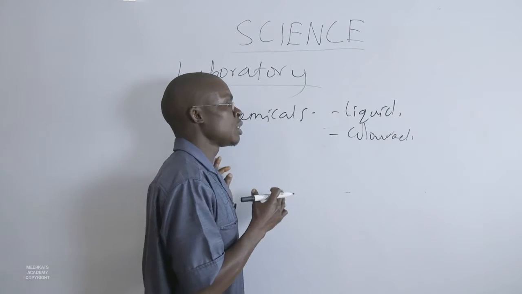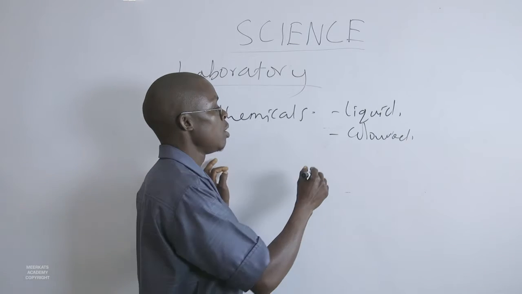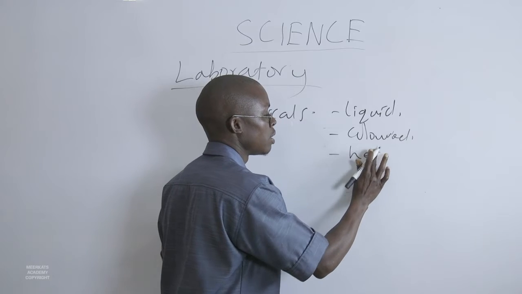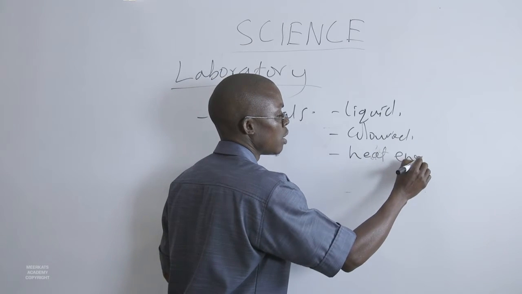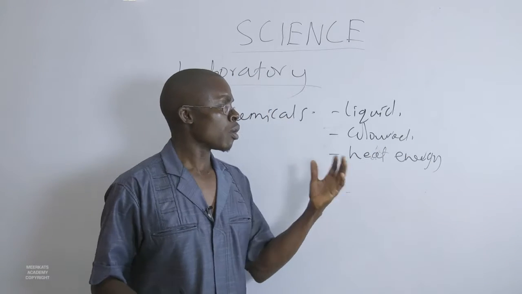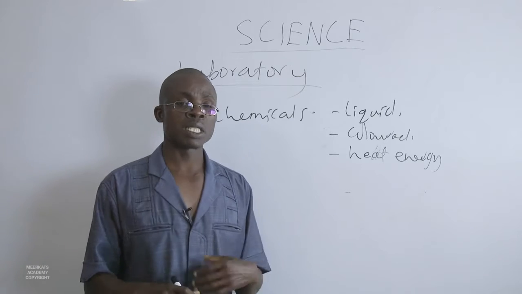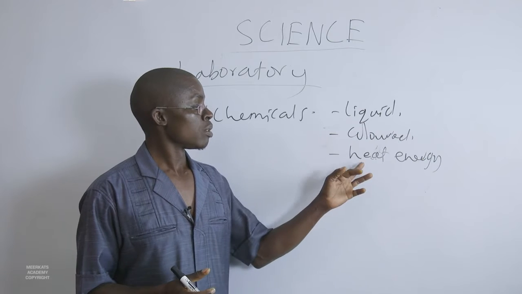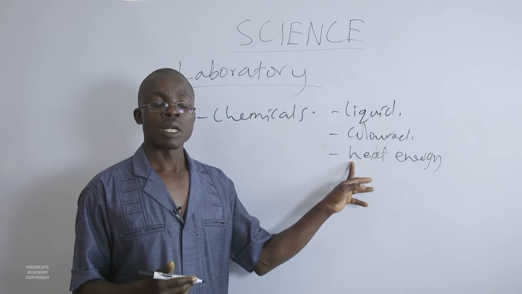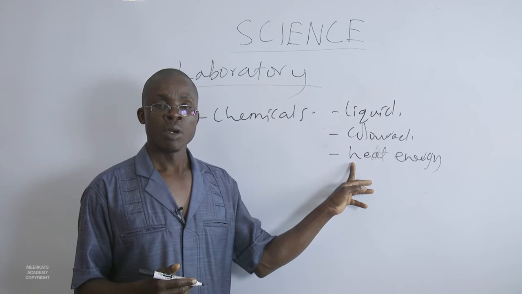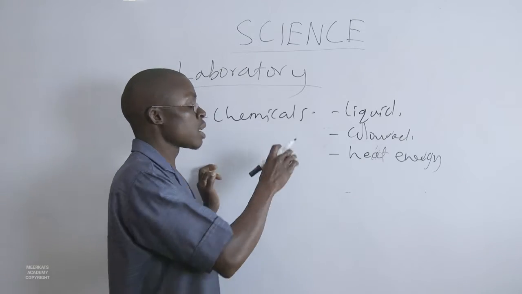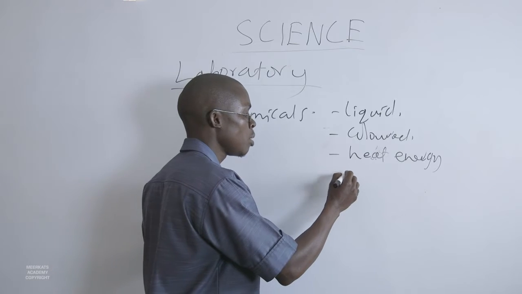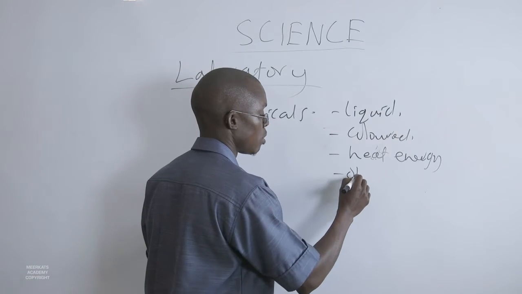And for these chemicals to be used, we will always, in most cases, require heat energy. So, because of heating, the apparatus must be made in a particular way so that we can handle the aspect of heat. We also need to know that as the reaction of these chemicals is going on, you need to be able to observe.